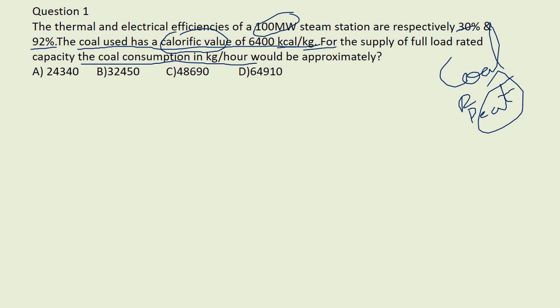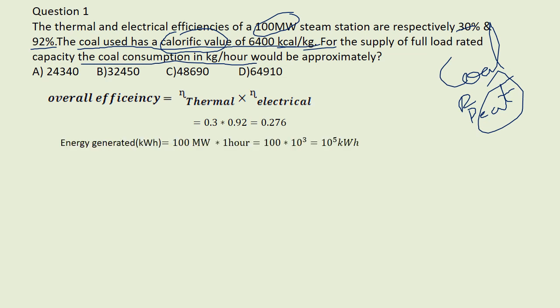So first we need to find out the overall efficiency of our plant. As you know, overall efficiency is thermal efficiency multiplied by electrical efficiency. It is 30% and here 92%. Converting into decimal values, 30 divided by 100 gives 0.3, and 0.92, so you will get 0.276.